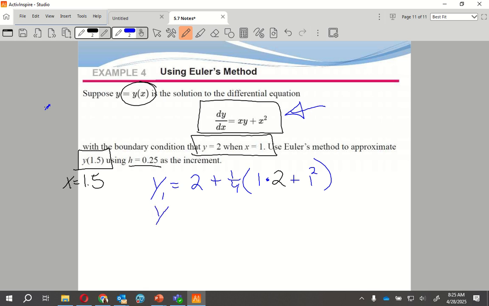So I'm going to get y1 is equal to, if you notice I changed it from fraction to the decimal, because this could be a little bit easier from here.